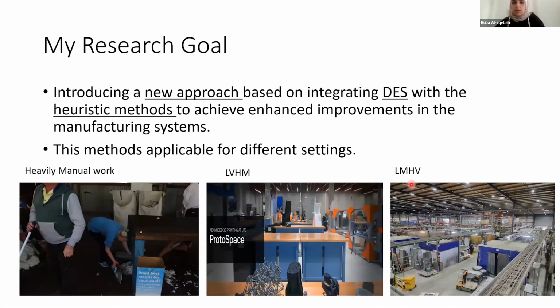My research focused on three areas where my approach is applicable: heavily manual production systems, like a wool shearing shed; additive manufacturing, because it has low volume and high mix products; and assembly line production, which has low mix and high volume products. These are the areas where we applied our approach.